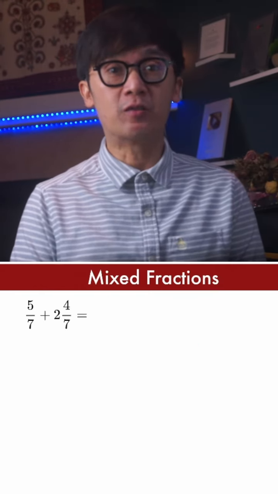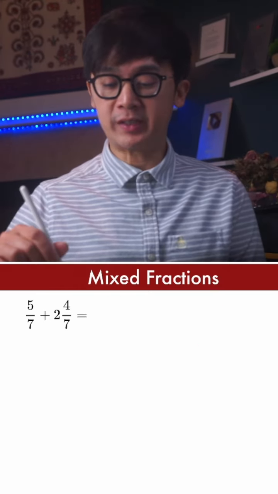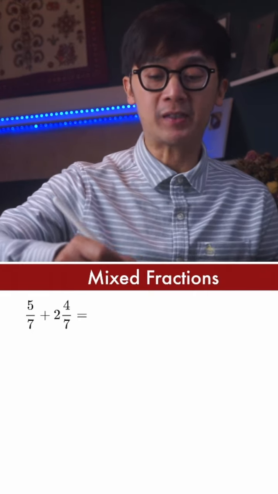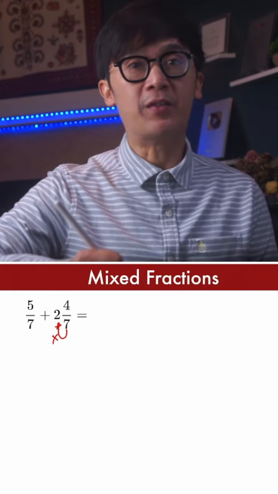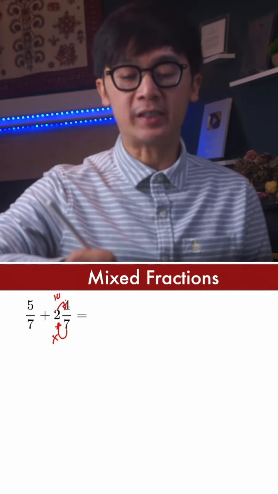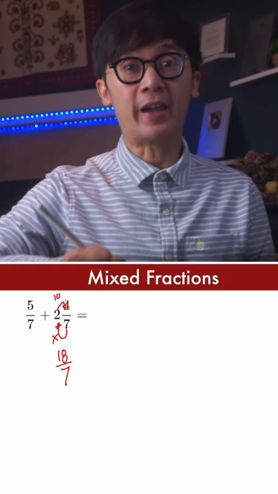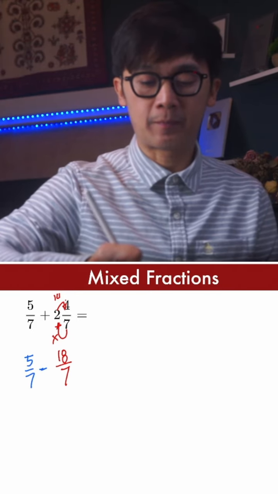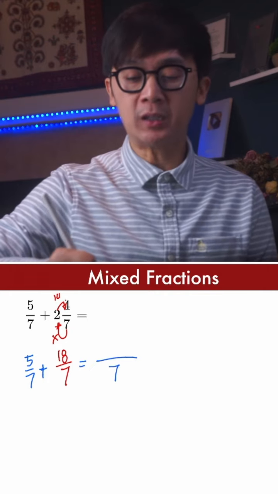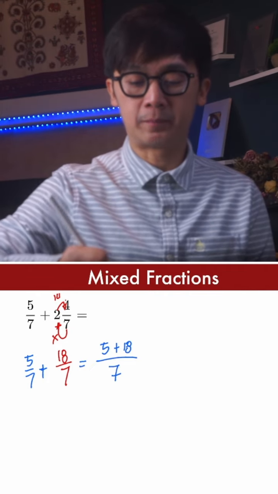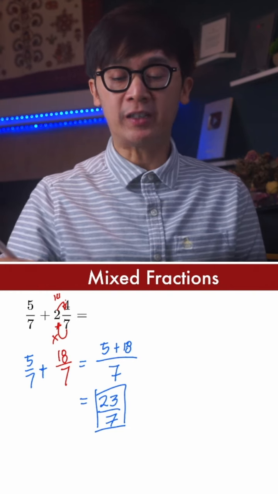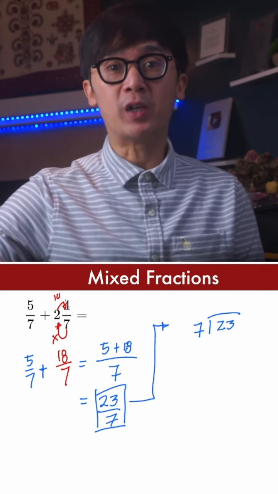So kung meron tayong 5 over 7 plus 2 and 4 over 7, convert natin si 2 and 4 over 7 into an improper fraction. 7 times 2 is 14, and 14 plus 4 is equal to 18. So meron tayong 18 over 7 at kopyahin natin si 5 over 7 and proceed to addition. Copy si denominator, and add natin si numerator. And we have 23 over 7 that we can convert into a mixed fraction by dividing 23 by 7.